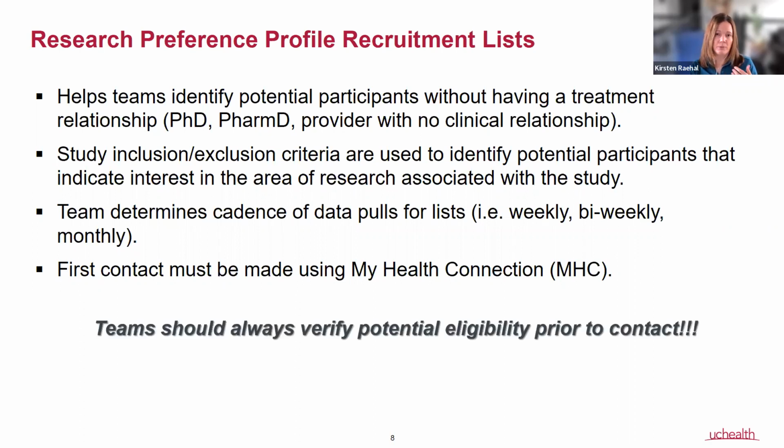And importantly, when we provide these lists to study teams, teams should always verify potential eligibility prior to contact. So you should be looking in the EMR, if that's an approved IRB method, just to make sure that the patient meets your eligibility criteria. And if they do, then you can send them the recruitment message.